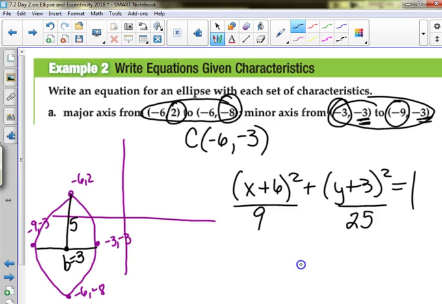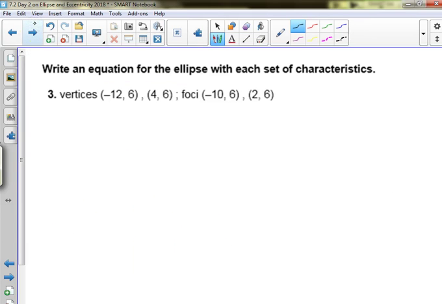If you get the concepts, I think those are pretty easy. Didn't have to do a lot of calculating, but... All right. Ooh, this one looks more painful.